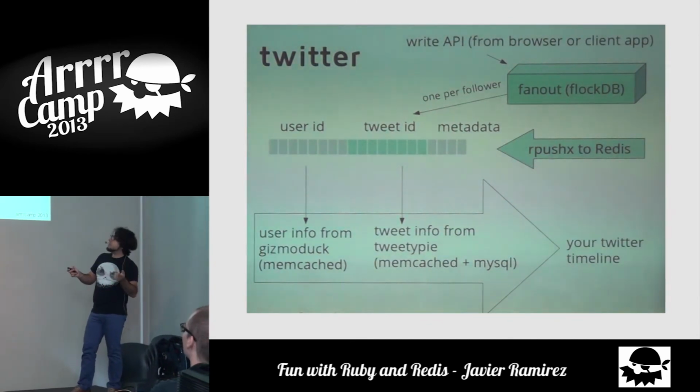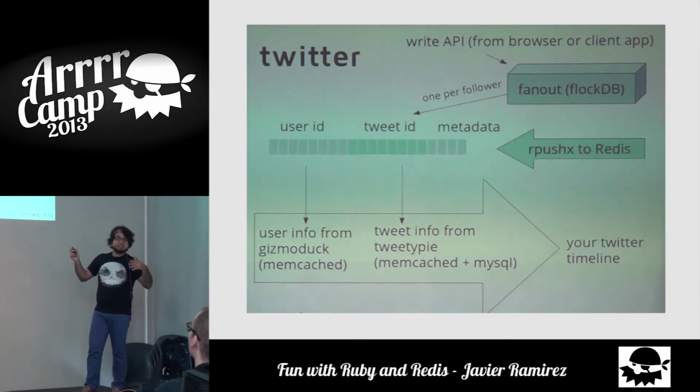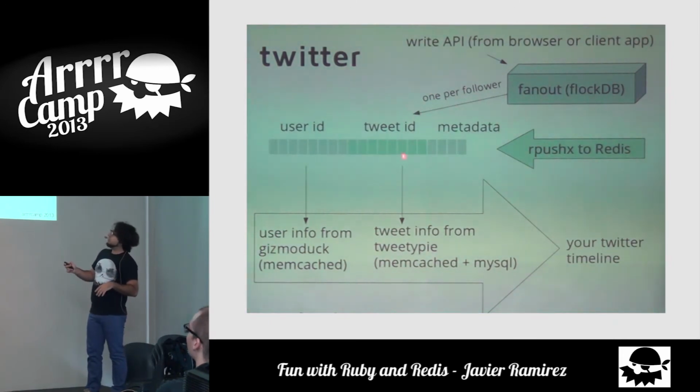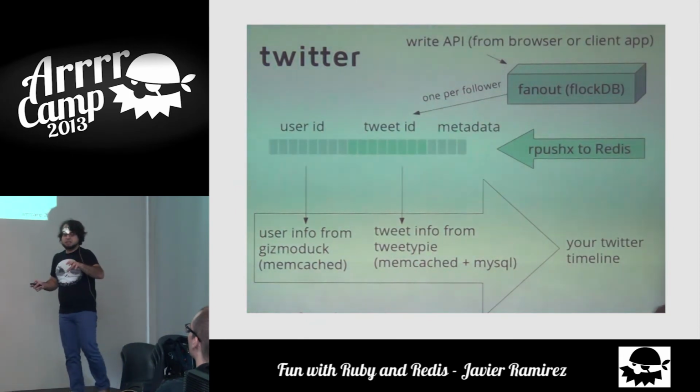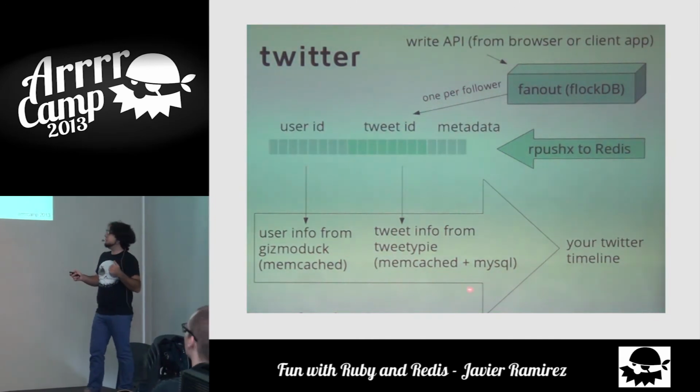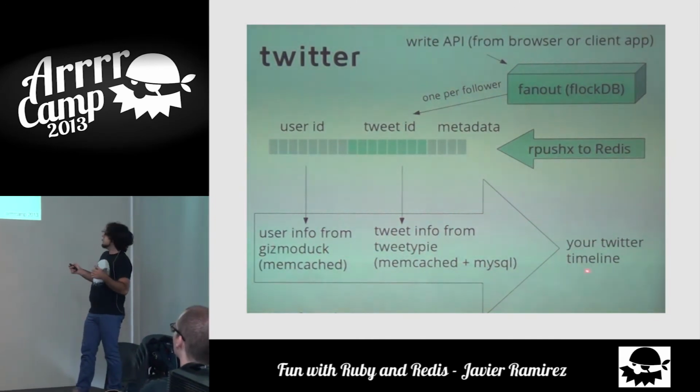So they keep the ID here, the other ID, and metadata. Is this a retweet? Is this a reply? Whatever. So that's for the insert. When they are going to read, it goes to Redis. From Redis, they say, okay, this is the ID. Give me the user information from Memcache, and give me the tweet information from Memcache in case the tweet has been made in the last month and a half. If it's older than a month and a half, it will be directly on MySQL. So that's how it works.